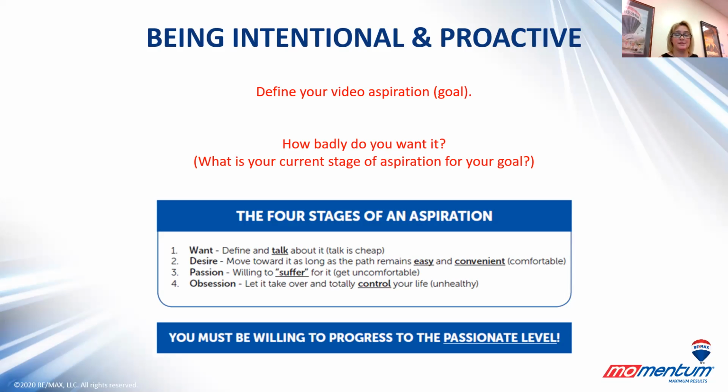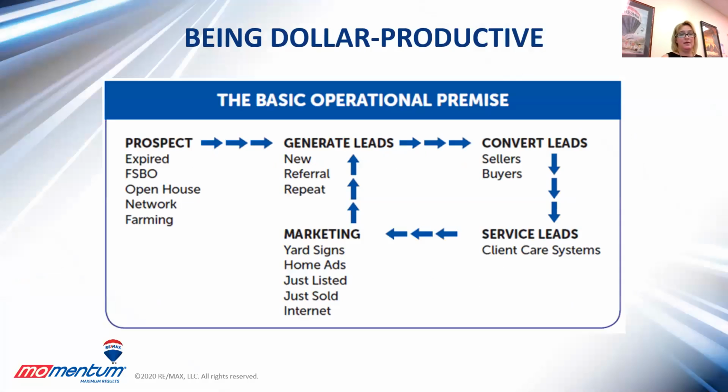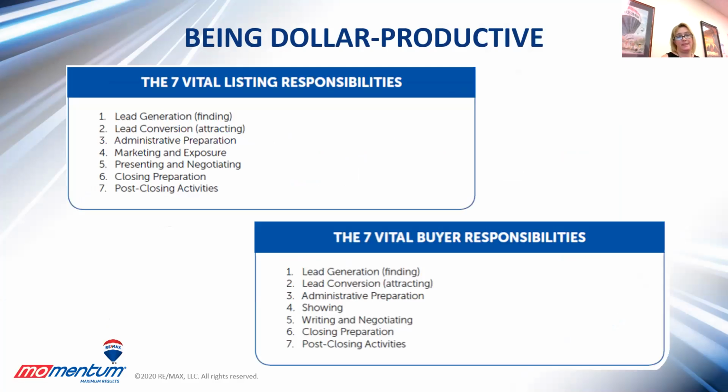You must be willing to progress to the passionate level. When it comes to being dollar productive, there's a basic operational premise. We have to prospect, we have to generate leads, we have to convert those leads, and we have to service them and continuously market. The 7 vital listing responsibilities and the 7 vital buyer responsibilities are just the start of each of those 47 vital activity lists that we cover specifically in activities management, and then more specifically in the listing conversion and buyer conversion modules of Momentum, which are coming up in the next few weeks.